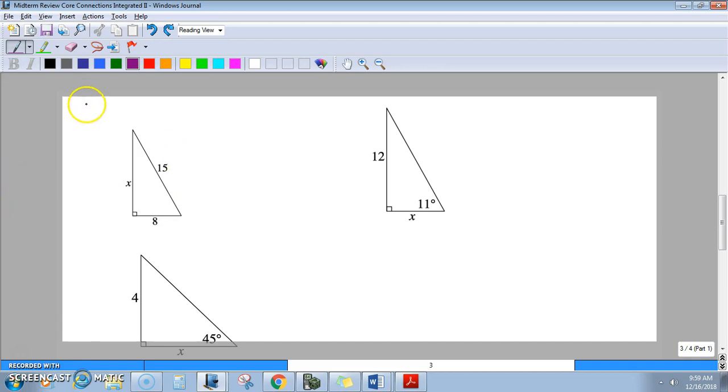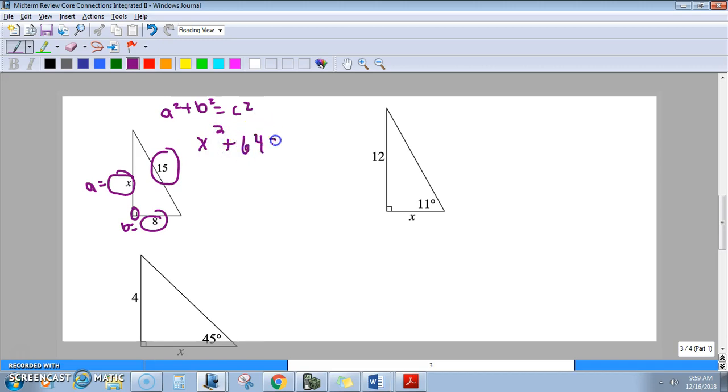Let's take a look at what we're doing. This first one, since we're only doing sides, we're going to do the Pythagorean theorem, which is a squared plus b squared equals c squared. The two sides, the rise and the run that touch the right angle, are a and b, and this is c. So if a is x and b is 8, it looks like x squared plus b squared, which is really 64, is equal to c squared, which is really 225, right? 15 squared is 225, and 8 squared is 64.